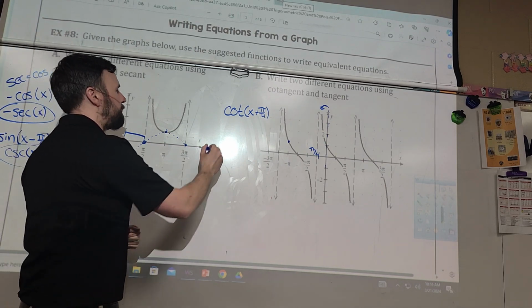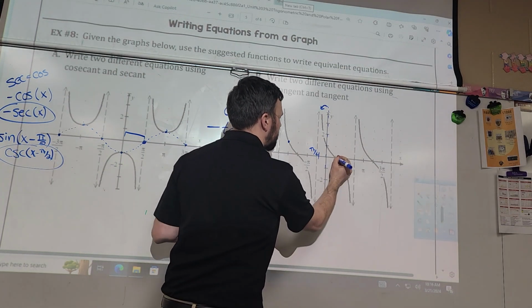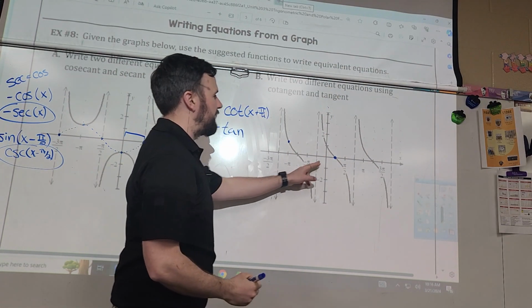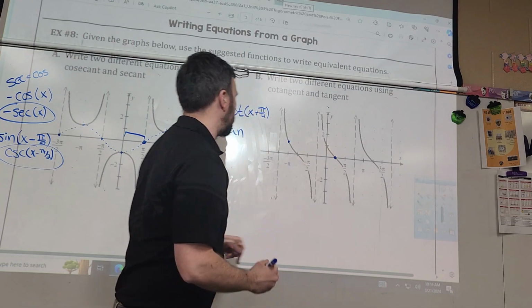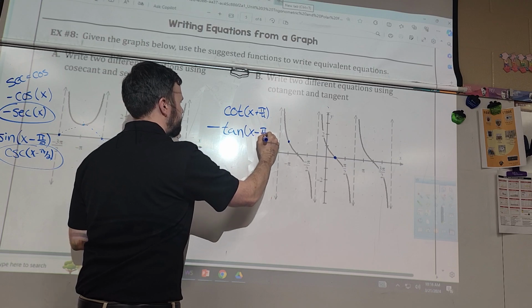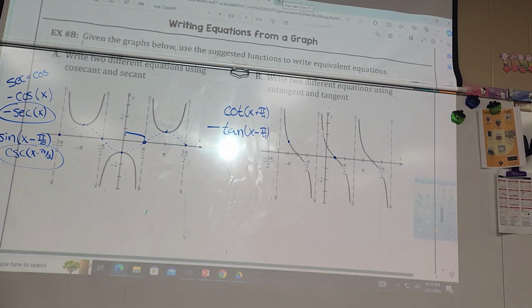Now for tangent, what am I going to have to do in front? Put a negative. Now for tangent, I start at a 0, right? What did I do with that 0? I went right pi over 4. So I'm going to do x minus pi over 4. And remember, because I told you these are the same, just moved over pi over 2, right? Negative pi. We kind of discussed that. So again, there's going to be a lot of different answers to these.